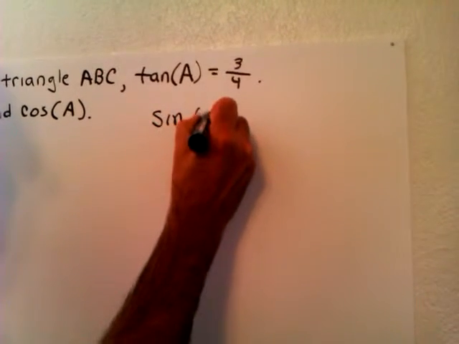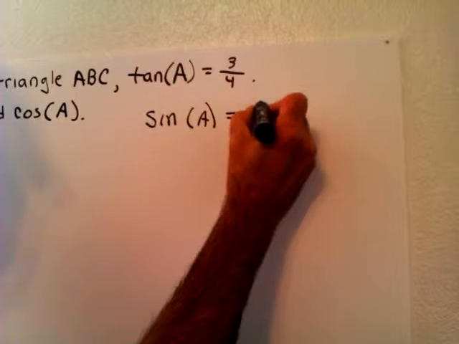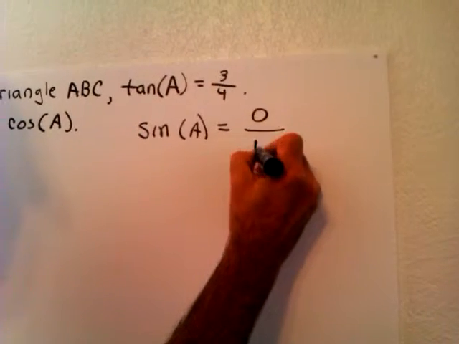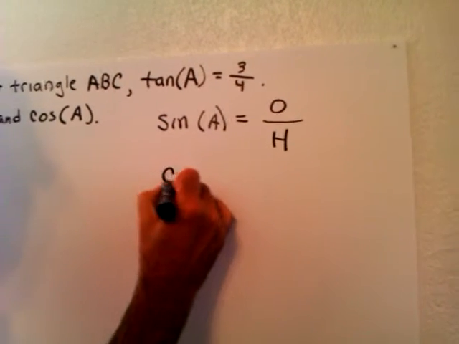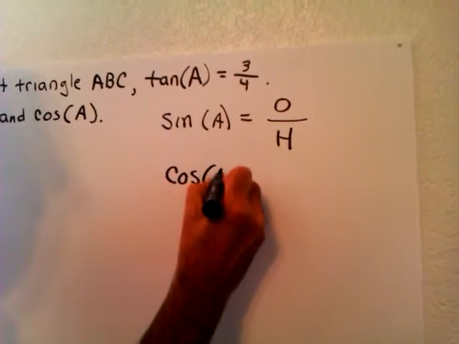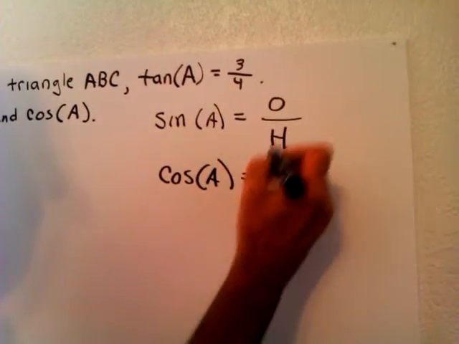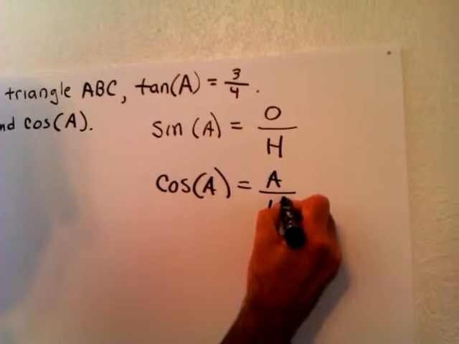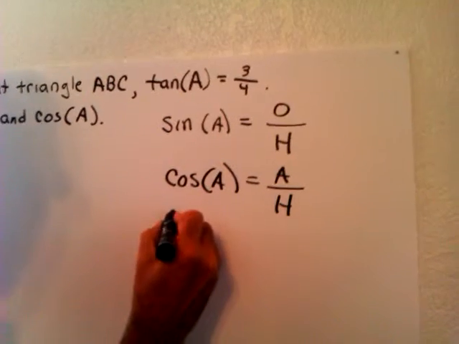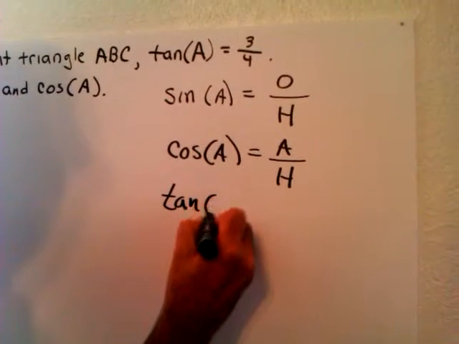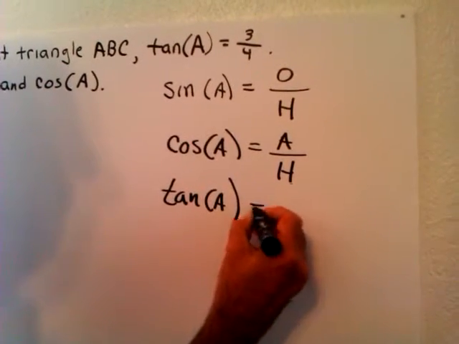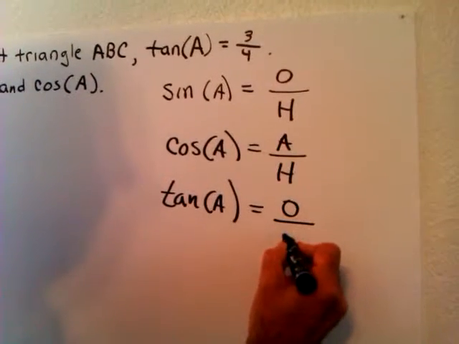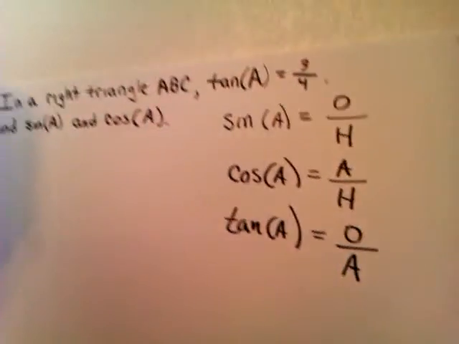The sine of angle A would be defined as the ratio of the side opposite angle A to the length of the hypotenuse. The cosine of angle A would be defined as the ratio of the side adjacent to the angle, again divided by the length of the hypotenuse. And finally, the tangent of angle A would be defined as the ratio of the side opposite angle A to the side adjacent to angle A.